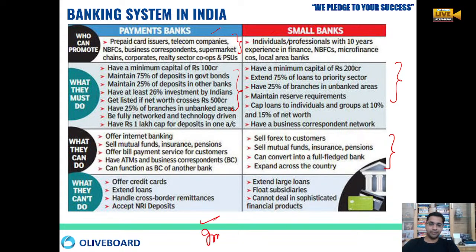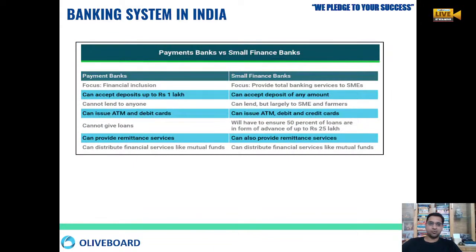This is very important because here the major difference comes. Payment bank cannot offer credit cards. Payment bank cannot extend loans. Payment bank cannot handle cross-border remittance. Payment bank cannot accept NRI deposits. Small finance bank cannot extend large loans, only small ones. Small finance bank cannot float subsidiaries. Small finance bank cannot deal in sophisticated financial products. So this is the difference between a payment bank and a small finance bank, which we have already talked about.